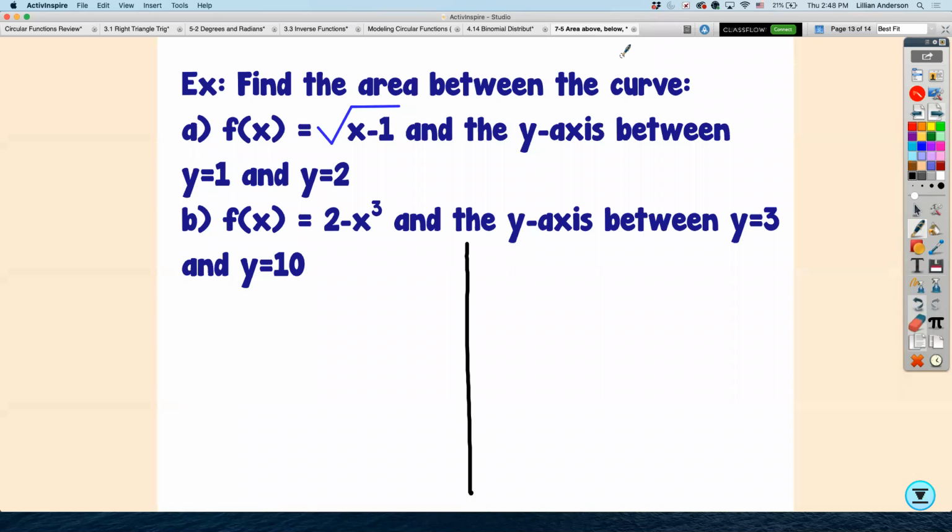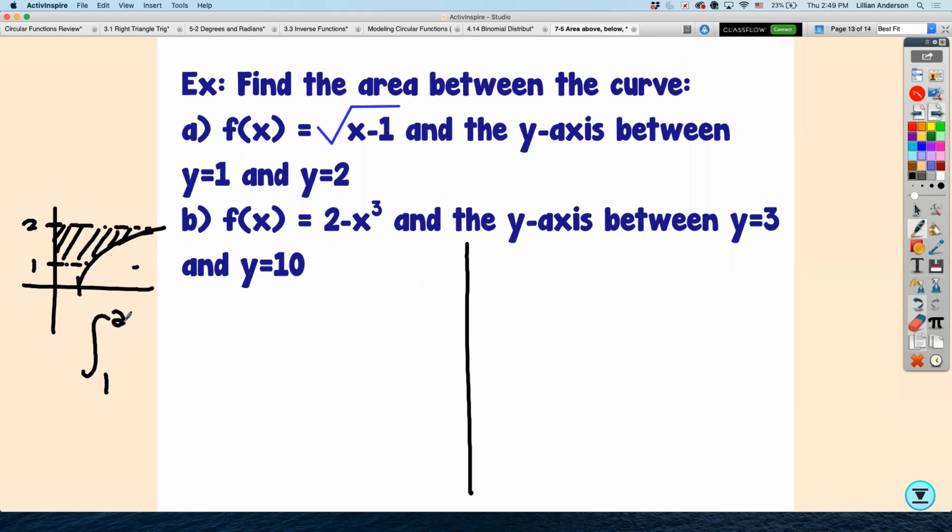So we have the square root of x minus 1. Just to let you guys know, a quick sketch looks like that. You are finding the area between 1 and 2. So essentially what you're looking for is this area right here. Since our bounds now are between 1 and 2, and those are bounds on the y-axis, you need the function in terms of y. Right now, the function is in terms of x.